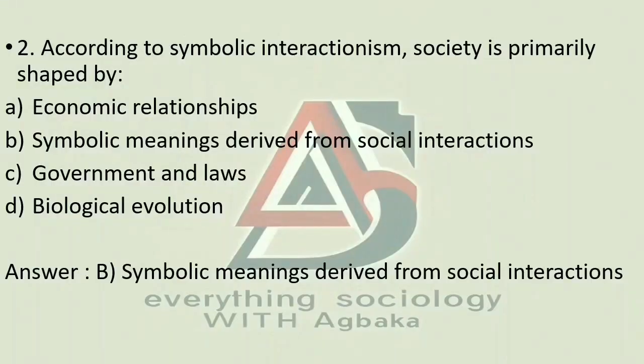Okie dokie, on to question 2. According to symbolic interactionism, society is primarily shaped by: A, economic relationships; B, symbolic meanings derived from social interactions; C, government and laws; D, biological evolution. The correct answer is B, symbolic meanings derived from social interactions.